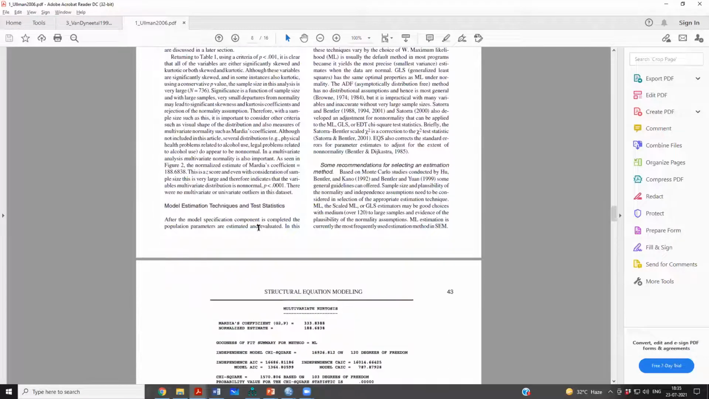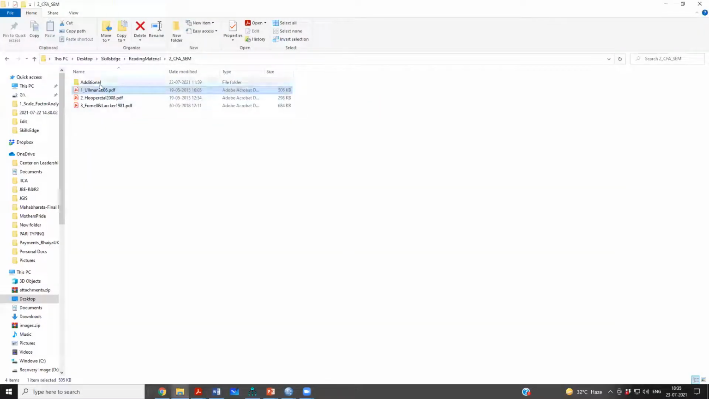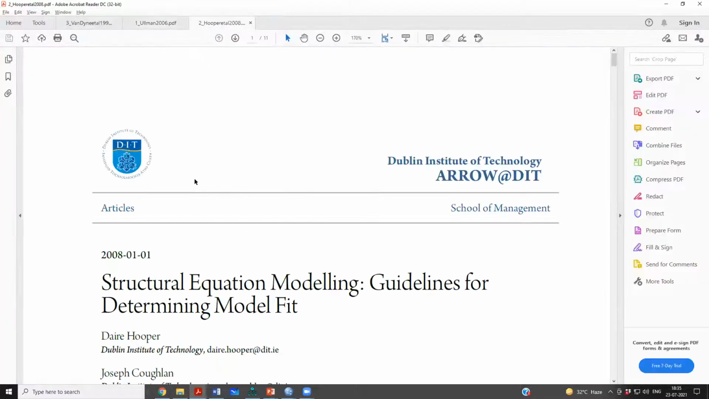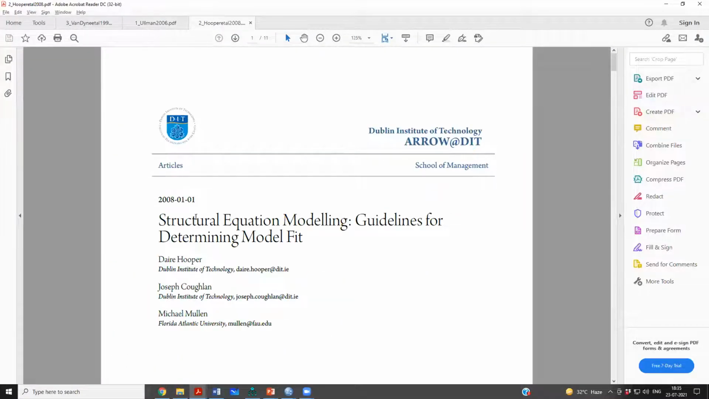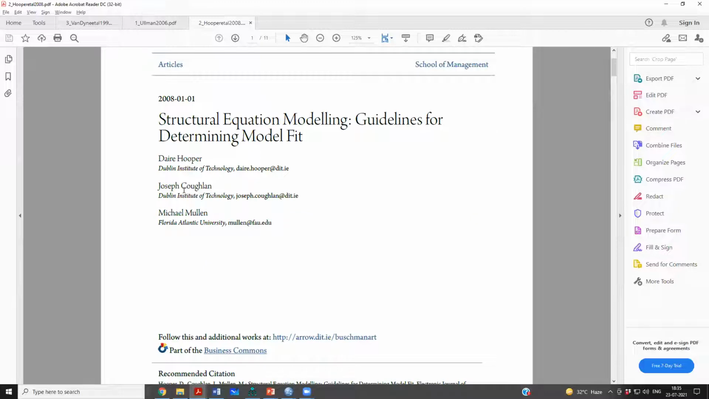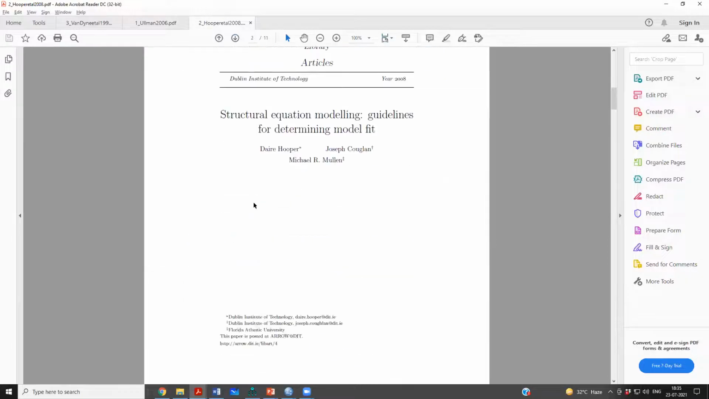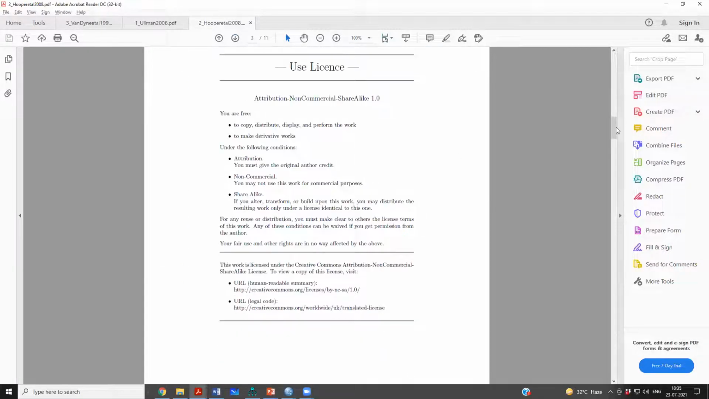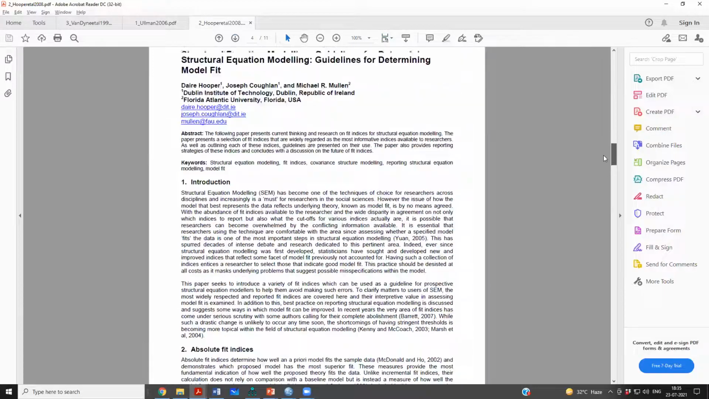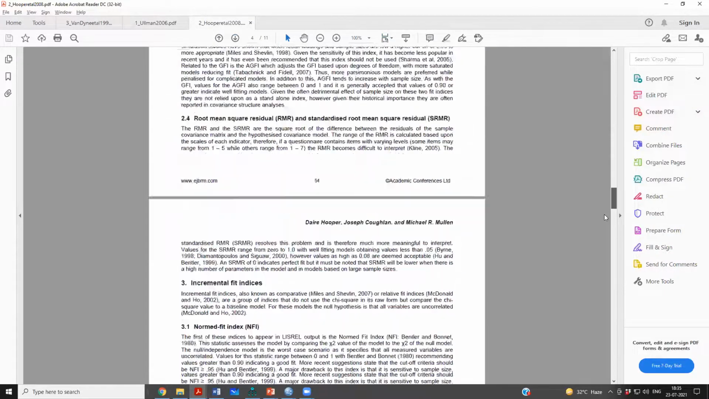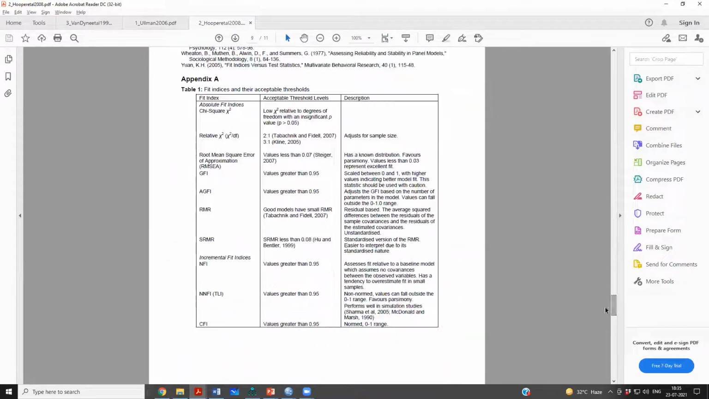This is a reference paper on SEM. Then there is another good paper on fit indices. If you look at this paper, structural equation modeling, guidelines for determining model fit, it talks about what the fit indices and recommended values are. If you're writing your research paper, you can cite this paper, and the thing that you should look at in this paper is Appendix A, which is given on page 9.